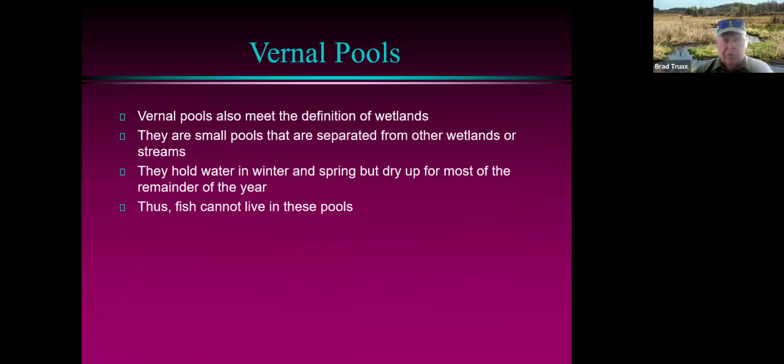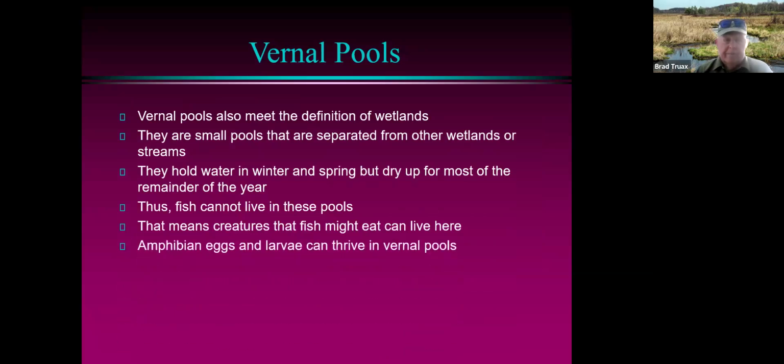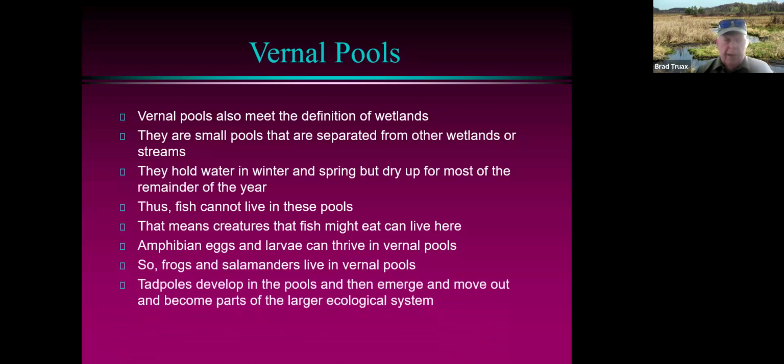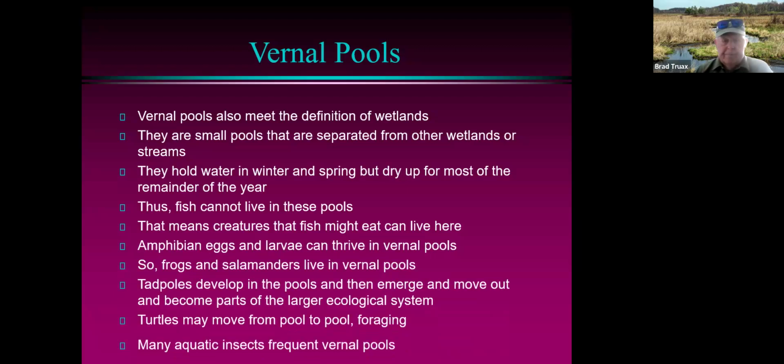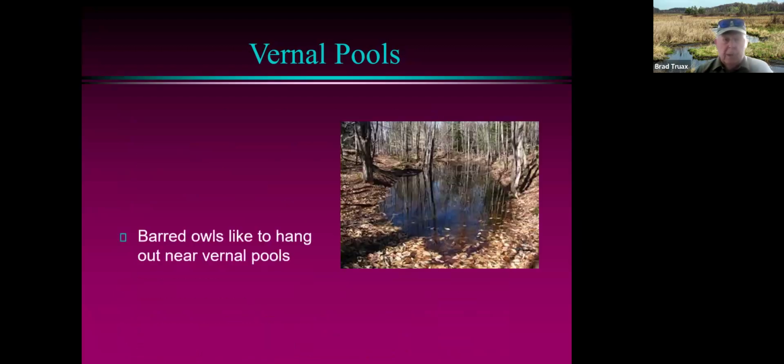And again, as a result, there are no fish in these pools, but that means that the creatures that the fish would eat can actually live there. So amphibian eggs and larvae can thrive in these vernal pools. So frogs and salamanders live in the vernal pools, and tadpoles develop in the pools and then emerge and move out and become part of the larger ecosystem. Turtles may also move from pool to pool foraging, and many aquatic insects frequent these vernal pools.